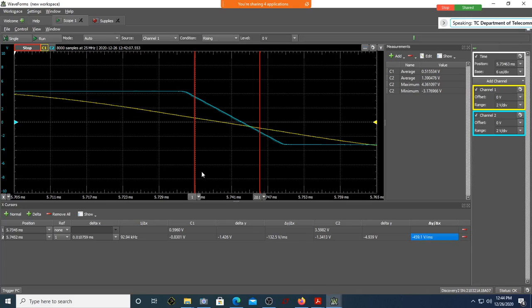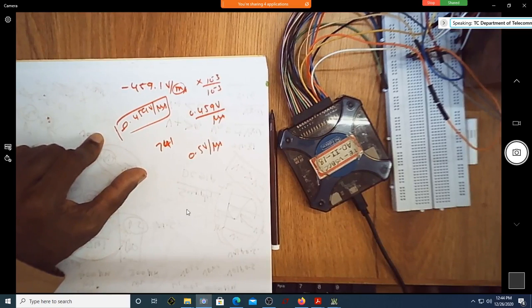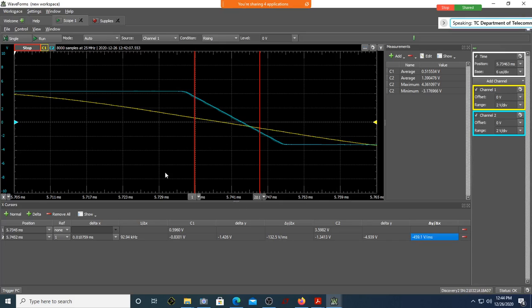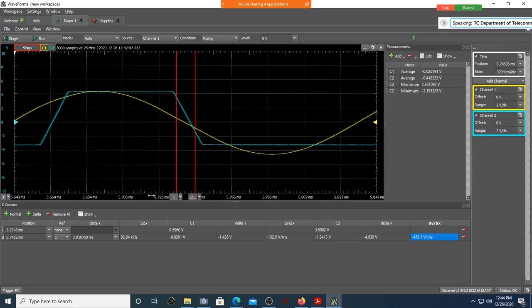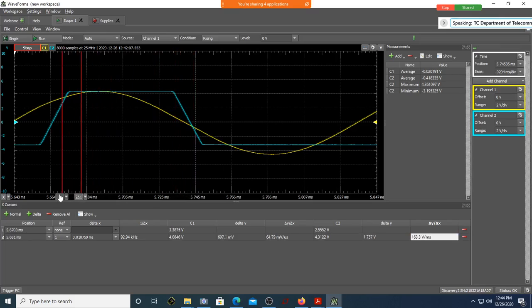Is that fine? Since the slope is negative, it is so. So typically for 741, the slew rate is 0.5 volt per microsecond. This is a typical value. You are getting very close to it. Of course, it is minus because it's a negative slope. If you do it on the other side, it will be a positive slope. On the other side is this. Here, can you see here?